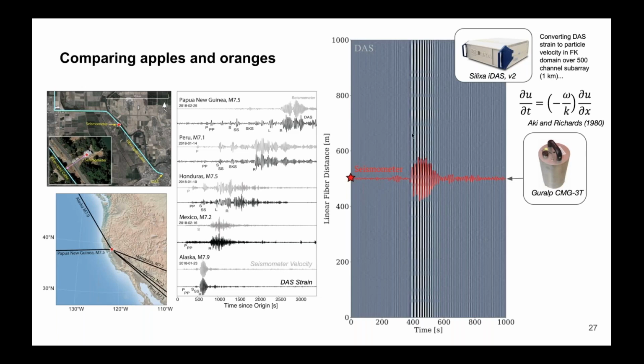And so if we convert, we need to put these two measurements into the same unit. So we have strain in the image, in the DAS, in the background, and velocity in the red trace. And this velocity is directly proportional to strain by omega over k. So that is the frequency divided by the wave number, which is our phase velocity.